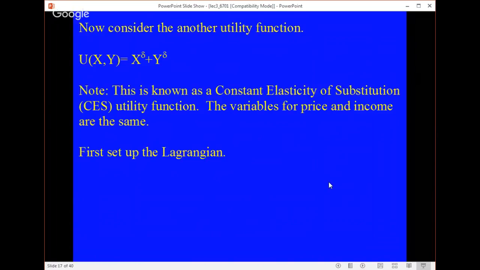Do I have constant returns? Do I want alpha plus beta equal 1? Okay. Easier.